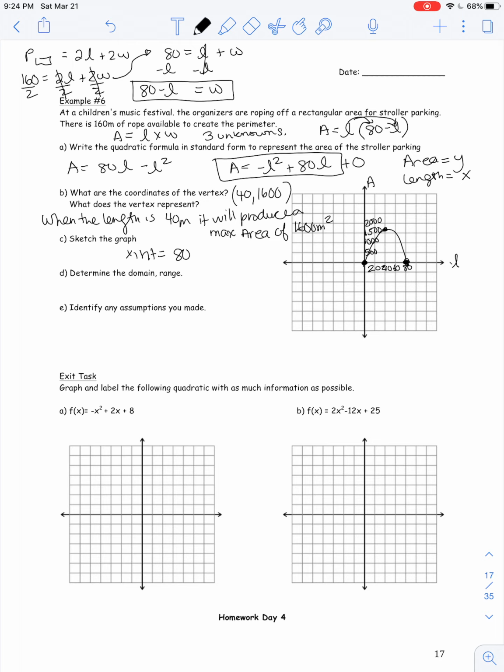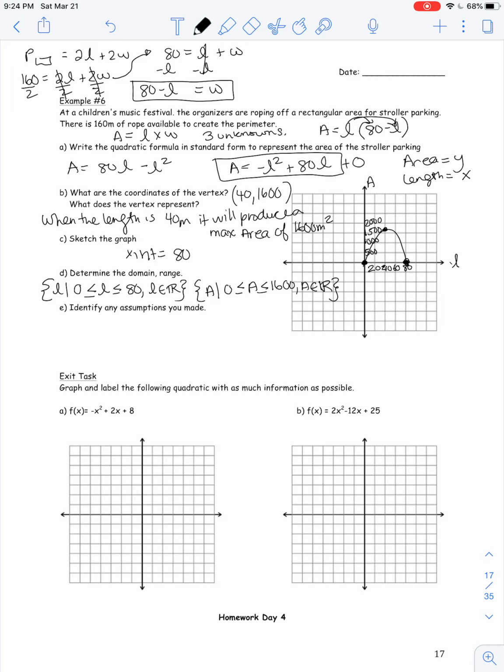The domain, we're going to say, domain is L such that L is greater than or equal to 0, but less than or equal to 80, L element of the real numbers. And our range, we're going to say area such that area is greater than or equal to 0, but less than or equal to 1600, A element of the real numbers. Okay, so that would be the proper domain and range.